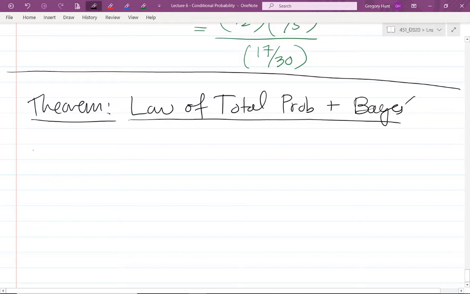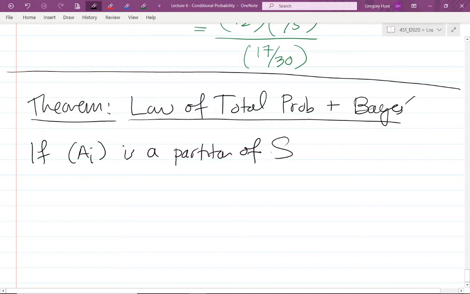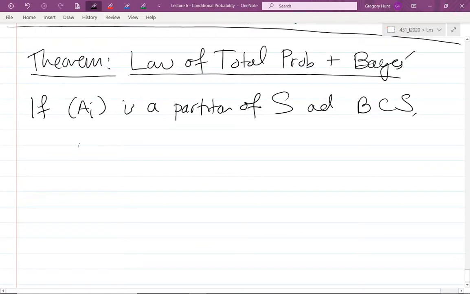So for the law of total probability, we had to have a partition. So let's say A sub I is a partition of a sample space, and B is some event in my sample space. I can combine these. I'm going to write the rule, and then we can argue why it's true. If this is true, we can say that the probability of A sub I given B.